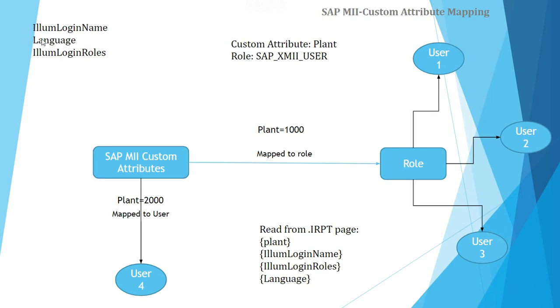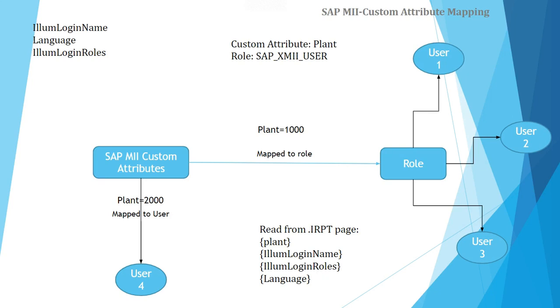And anytime we can read all these three values directly inside a web page. If you are creating a web page with the extension .irpt, you can directly access these user specific values. Suppose you are logging in to a web page .irpt for SAP MII, you can access the Illum logging name directly by using it inside curly braces, and here you can also access the Illum logging roles and language.